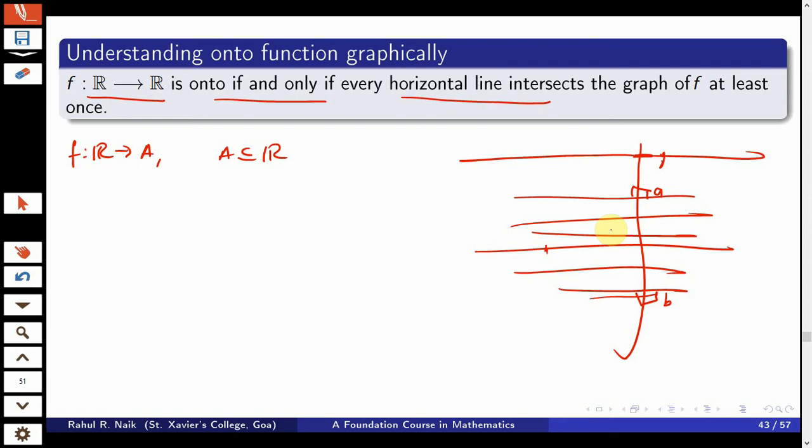So, with this we end this session, and in the next session we are going to discuss bijection and increasing and decreasing functions.